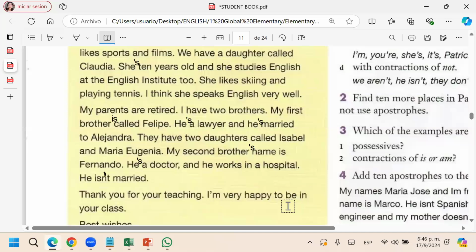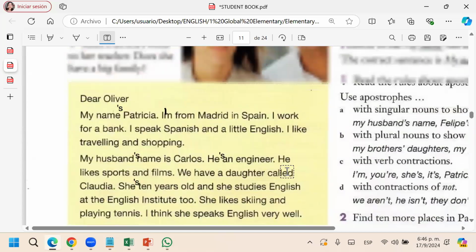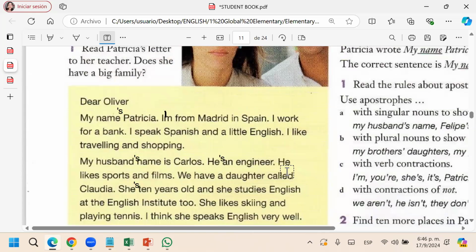Thank you for your teaching. I'm very happy to be in your class. Bueno, I think that's it. Daniela, can you read the complete paragraph of the family again?